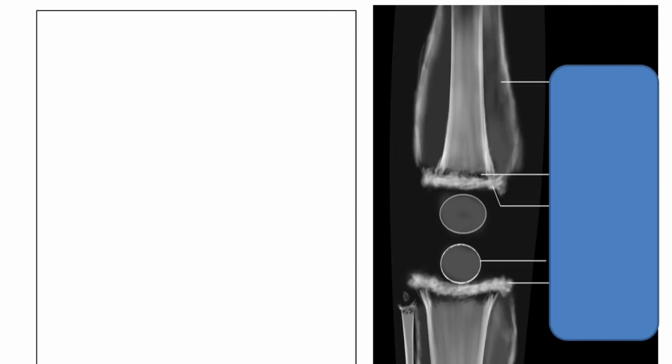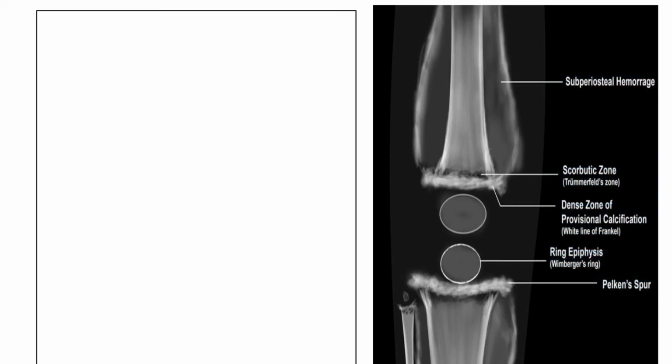Now come to the X-ray of the long bones. Guys, what can you see in this X-ray? There is some subperiosteal hemorrhage. There are some radiolucent areas, that is the scorbutic zone, the Trümmerfeld zone. And at the metaphysis, there is a dense zone of provisional calcification.